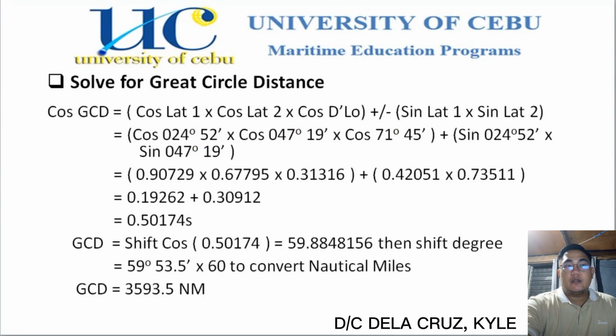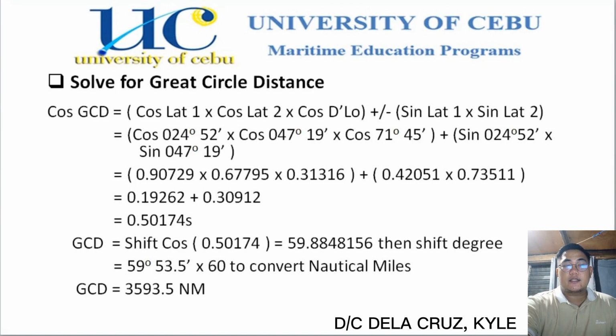First, you need to multiply the cos lat 1, cos lat 2, and cos D-long, which is the product of 0.90729 times 0.67795 times 0.31316. And we will use the plus sign because it is a same sign. And for our sin lat 1 and sin lat 2, the product is 0.42051 times 0.73511.